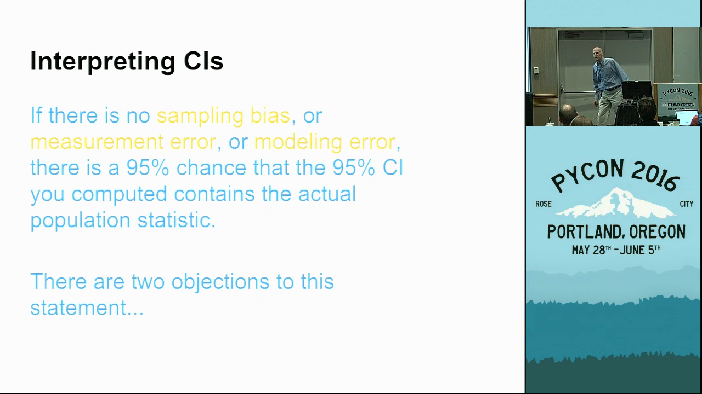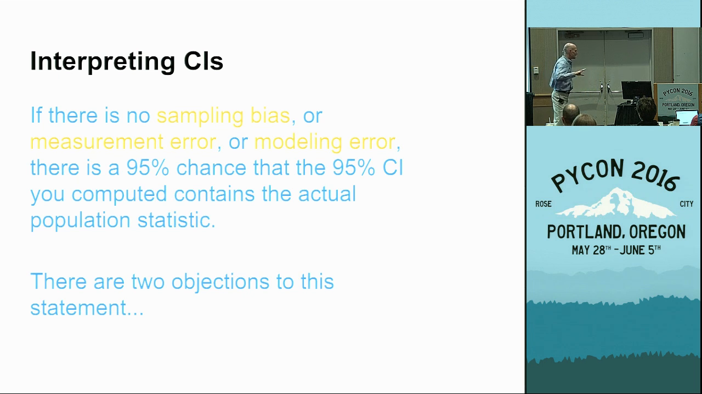There are two things going on here. One of them is kind of a theoretical thing. One of them is a practical thing. So if you know for sure that there's no sampling bias and no measurement error, and if the only source of error is due to random sampling, then there is a 95% chance that the actual value falls within that 95% confidence interval.